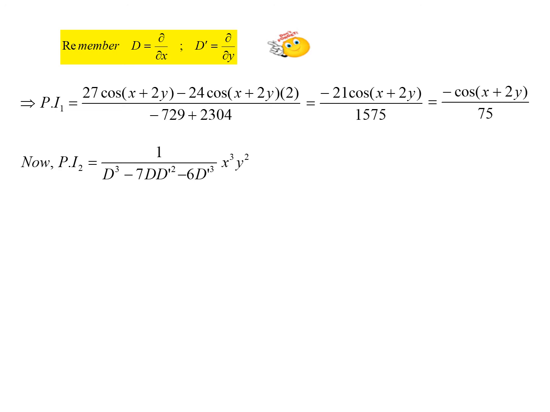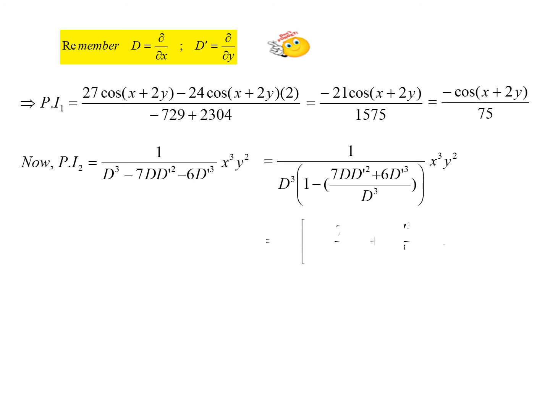So whenever we have a polynomial in the procedure, what did we observe? You have to rewrite this as 1 minus. So I have taken d cube out. 1 minus. So these two terms divided by d cube. In the next step, divide each term by d cube.